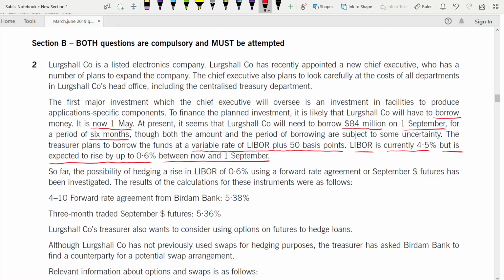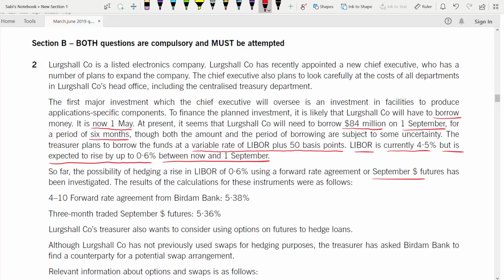Okay, why do they have to hedge if the LIBOR rises? Because this is a borrowing. In borrowing, you always have to hedge when your interest rate goes up. LIBOR is a variable rate, right? The interest rate is going up. So when interest rate goes up, you have to hedge. So they are saying the possibility of hedging a rise in LIBOR of 0.6 using a forward rate agreement or September dollar future. September dollar future they have used.